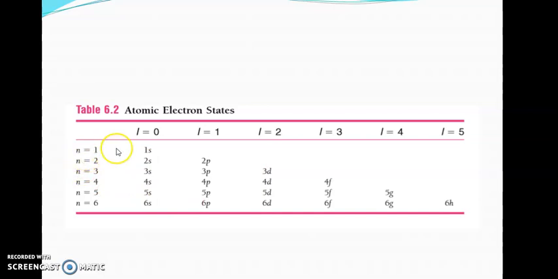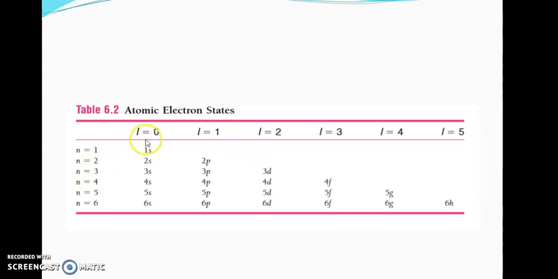When n is 1, we know L can take values only up to n minus 1, so L can take only one value, L equal to 0. n equal to 1, L equal to 0 is the 1s state. When n equal to 2, L can take 2 values, that is from 0 up to n minus 1, which is 1: L equal to 0 and L equal to 1. So there will be 2s and 2p. So when n equal to 3, L can take values up to 2: L equal to 0, L equal to 1 and L equal to 2.